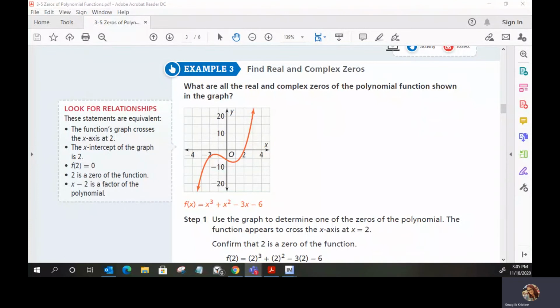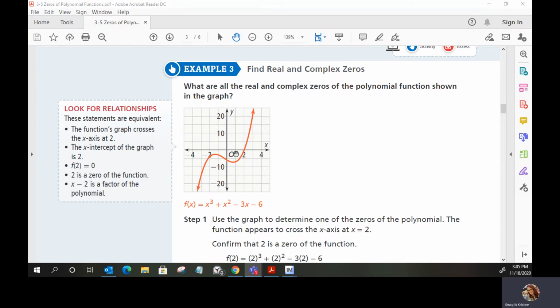We're going to take a look at finding real and complex zeros. This is coming straight from your textbook. We're going to work this problem out. Now notice you've got a graph, and we can see from this graph we have a 0 here at +2.